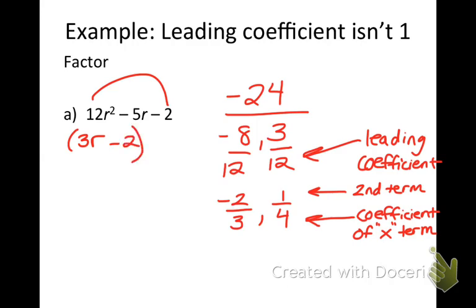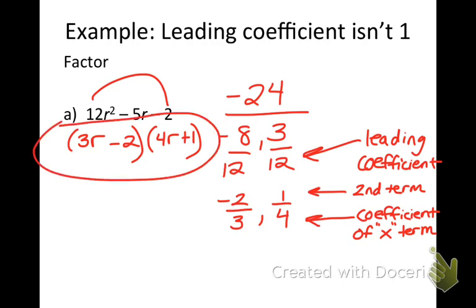Wasn't that one of the binomials that we had before? Go over to the next term. My bottom number is 4, so that's going to be the coefficient in front of my r. And it's a positive 1, so plus 1. Isn't that what we got when we did our factor by grouping? Yeah, it is. And again, always check your work. 3r times 4r gets you to 12r squared. Negative 2 and 1 gets you to negative 2. A negative 8r and a positive 3r gets you to negative 5r.